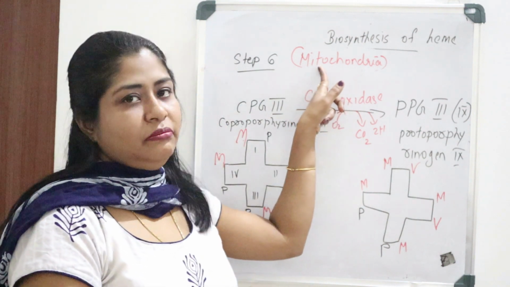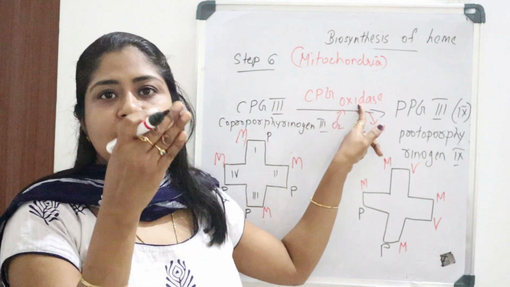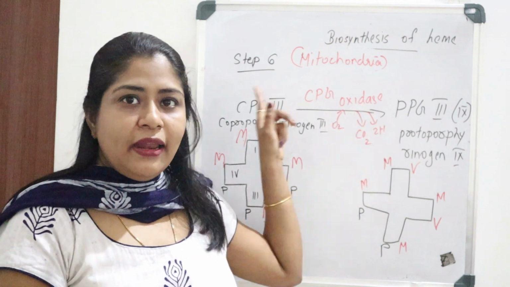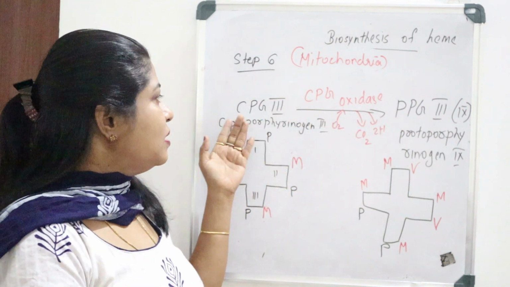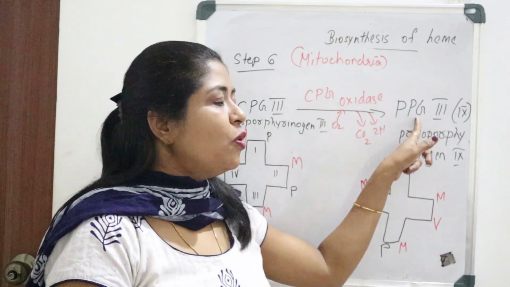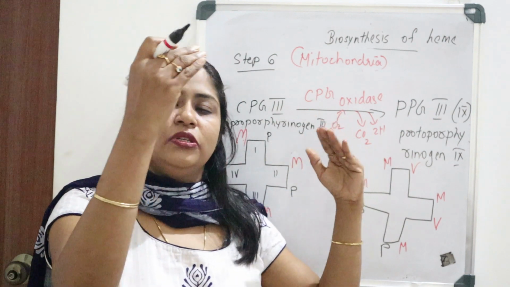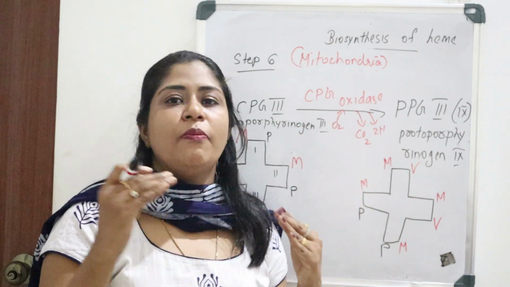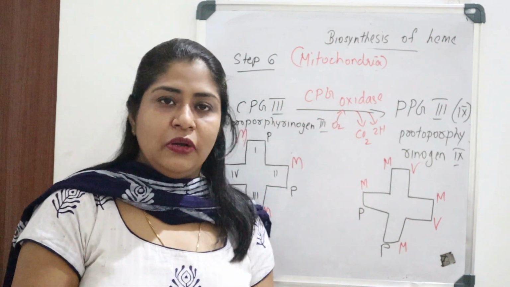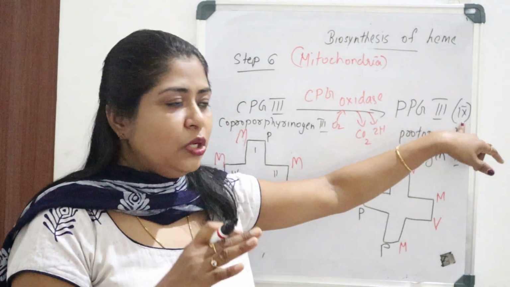Coming to the 6th step that occurs in the mitochondria, and there comes the enzyme oxidase. So CPG oxidase that is present in the mitochondria catalyzes this reaction. So what happens in this step, that is CPG, coproporphyrin 3, is converted to protoporphyrin 3. That I already told you, UCP, uroporphyrin, coproporphyrin, protoporphyrin. So we can write protoporphyrin 3 or 9. I already told you that.